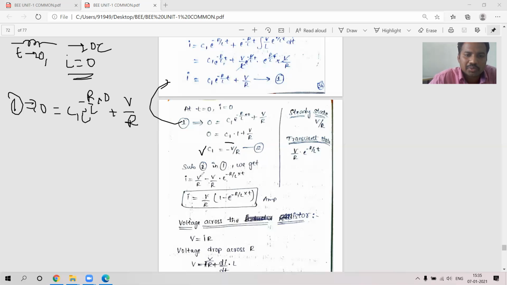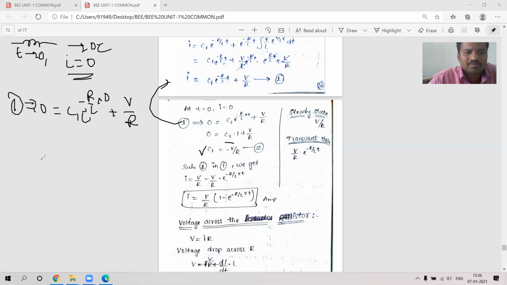Now you substitute this in equation number 1. When you substitute, you get I equals V by R minus V by R e power of minus R by L into t. It is just a substitution. I have written the plus term first and then the minus term, since C1 is negative. So from this I get I equals V by R into 1 minus e power of minus R by L into t. This is the current I am getting.